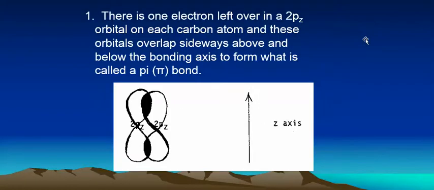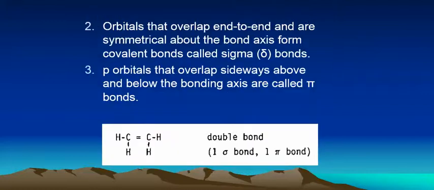Well, you have 1 electron that's left over in that 2pz, and these orbitals are going to overlap sideways above and below the bonding axis to form what's called a pi bond. So there's 2 types of bonds: sigma, which is end-to-end overlap, and pi, which is side-to-side overlap. You only get pi bonds when you have a double or a triple bond. Everything else is a sigma bond. So even in a double bond, you have a sigma bond, but you also have 1 pi bond.